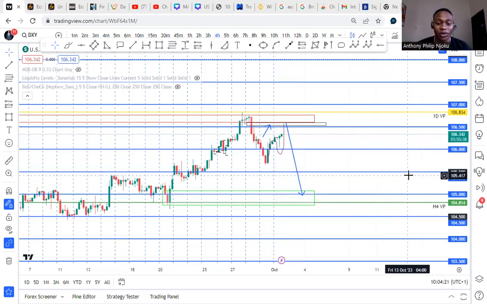My name is Anthony Phillips Njoku, and we'll be diving into the market structure for today, and also we'll be discussing the fundamentals driving this market structure.